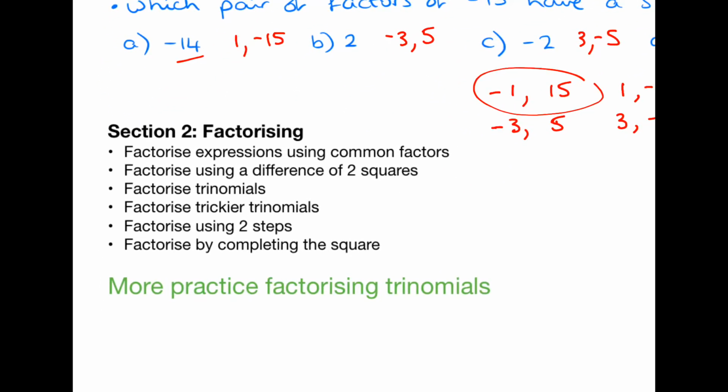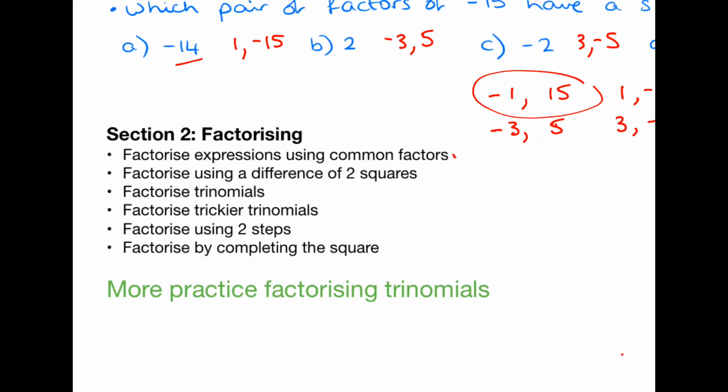So if we just recap what we're up to just now and what we've been up to, we factorised expressions using common factors on Monday. We factorised using a difference of 2 squares on Tuesday.